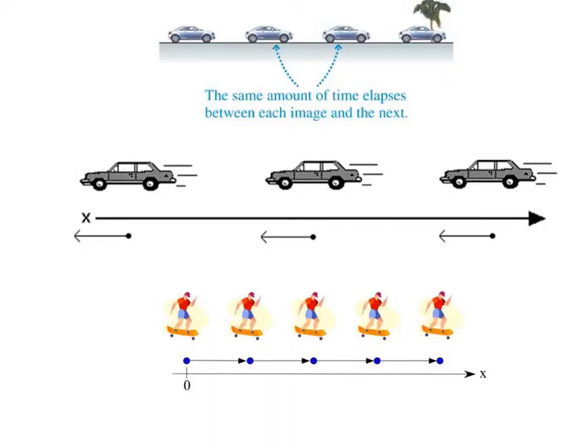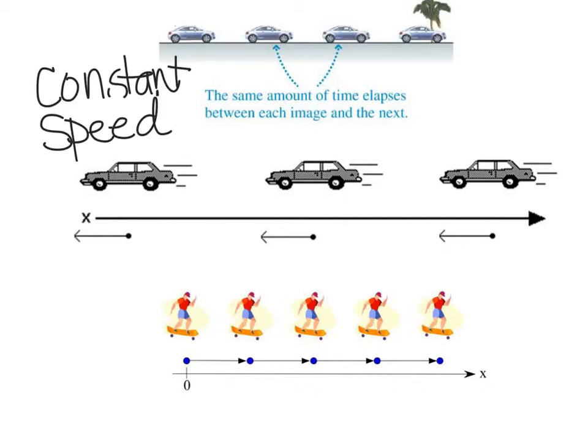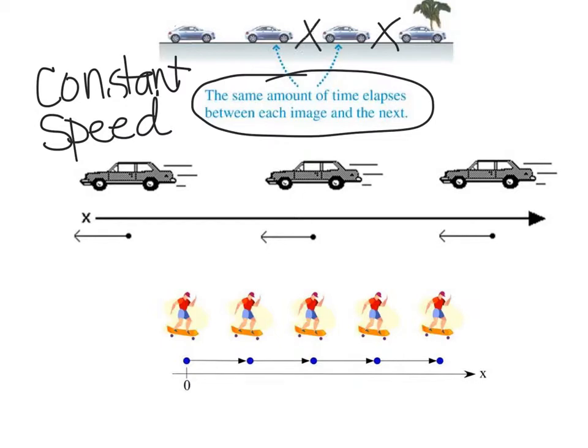Each of these motion maps or strobe photos show an object that's moving at a constant speed. The object is moving the same distance every second. When objects are moving at a constant speed, the same amount of time elapses between each image and the next. The object is moving the same amount of distance each second. We see that in each of these diagrams.